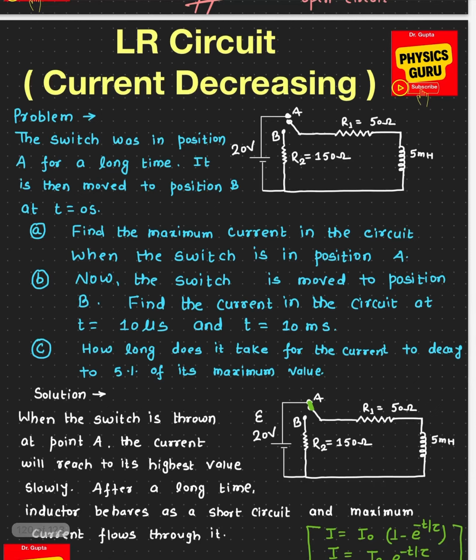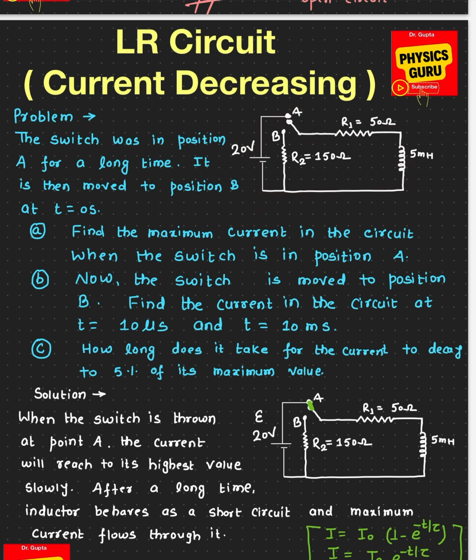In this video, we're going to solve a problem which involves an inductor and a resistor. Mostly the idea is about a current decaying in a circuit. In this case, the switch is in position A. That means this circuit is completed, and it is completed for a long time.